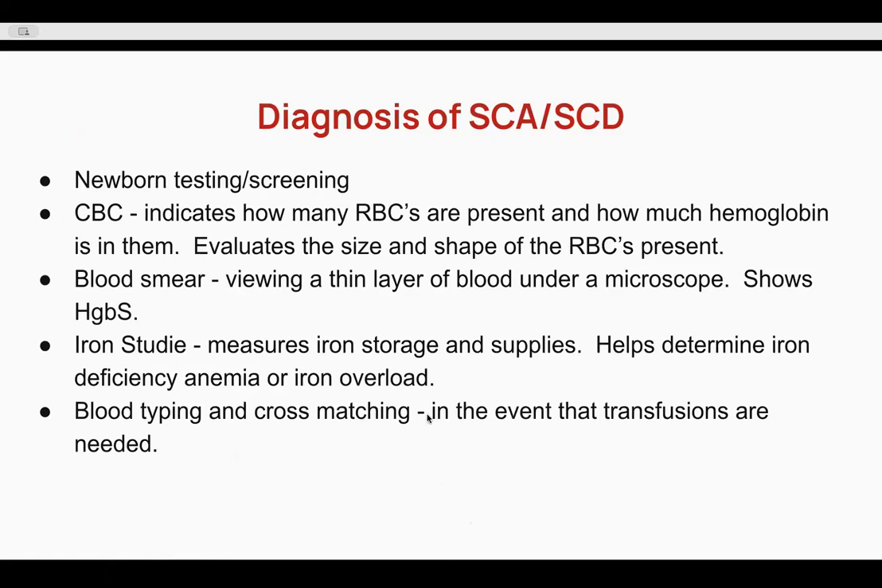Iron studies. I'm sorry, that should have an S at the end of it. This measures iron storage and supplies in the body, and it helps determine if it's iron deficiency anemia or iron overload versus sickle cell. Blood typing and cross matching is usually done, and this is in the event that transfusions are required.